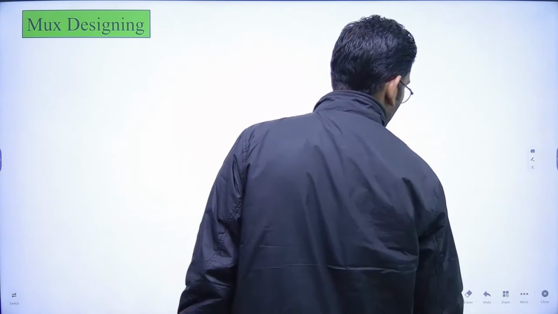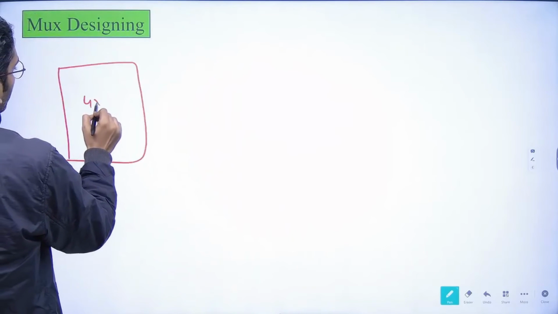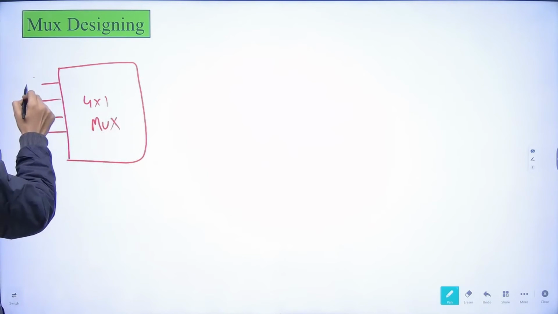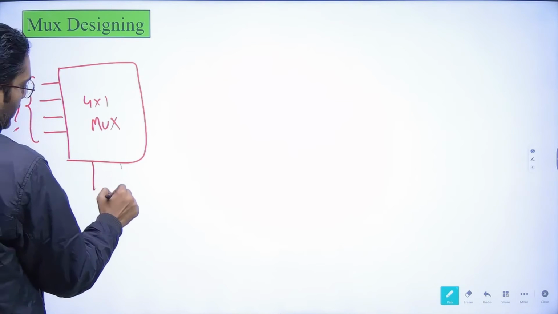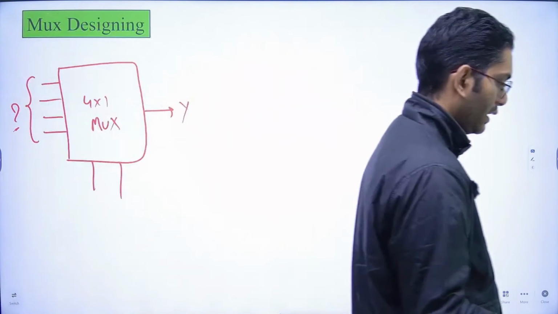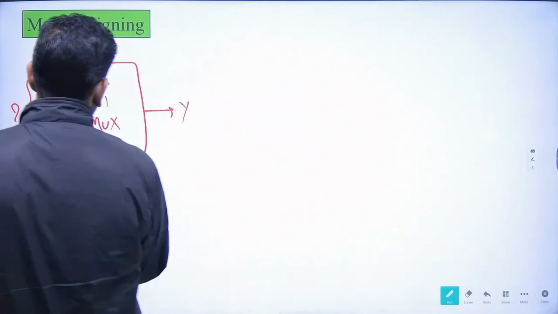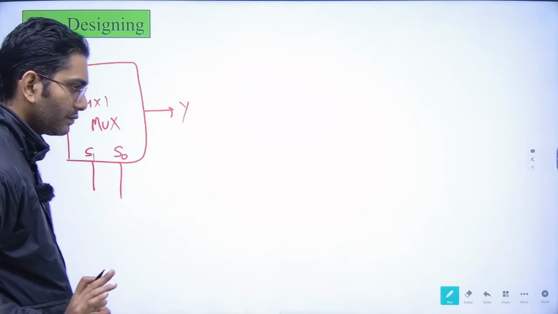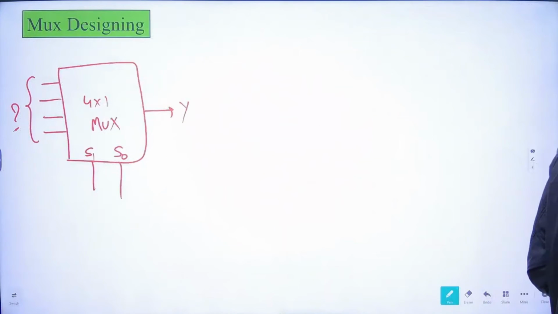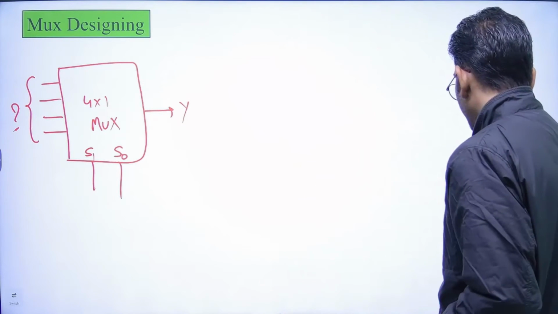You can basically understand, if this is a 4x1 mux, then these four inputs we have to determine based on the particular combinations of the select lines S0 and S1. So this is the basic of multiplexer designing. Now, how to design the multiplexer?